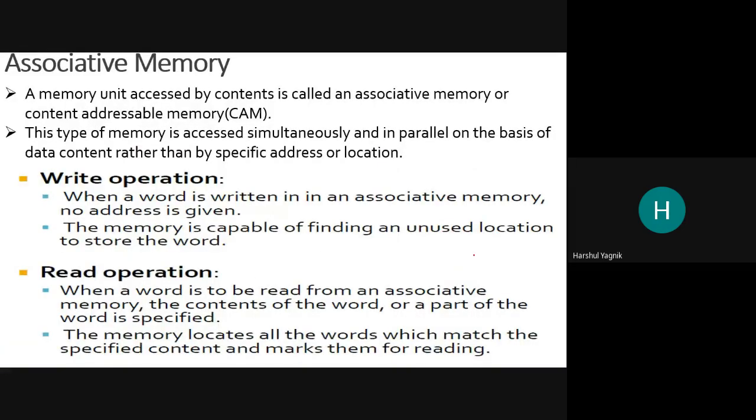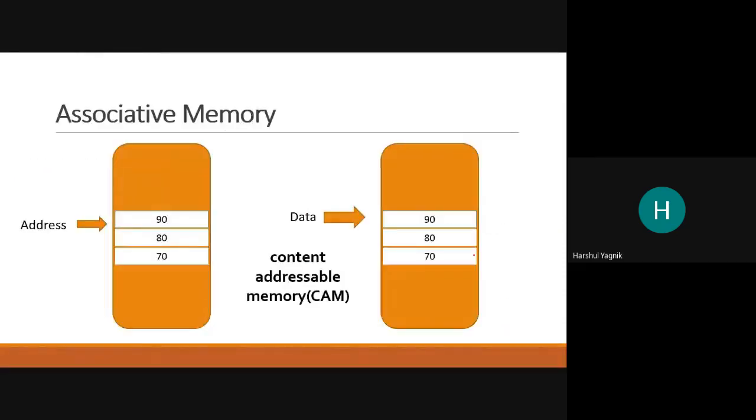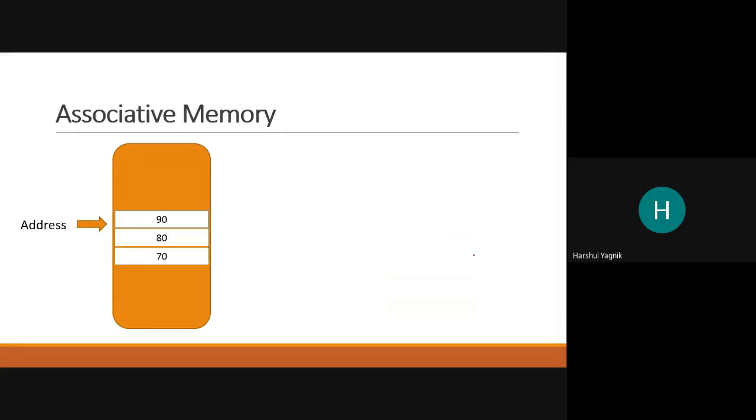Now, what do we mean by associative memory? A memory unit which is accessed by the contents is called associative memory, or what we can say content addressable memory. Let us see back. Here, this is the normal case of memory. 90, 80, 70 are the contents of memory locations, and the address is provided there.